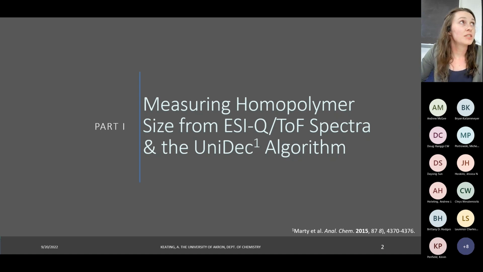So the first part is talking about measuring homopolymer size from ESI-QTOF spectra using a UniDec algorithm that was created by Michael Marty from University of Arizona, which I will go over in a second.